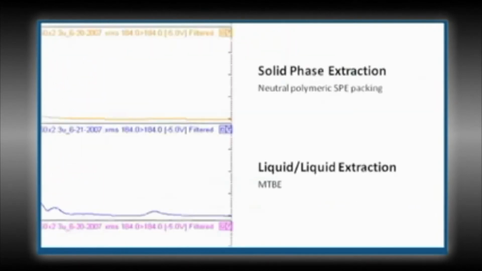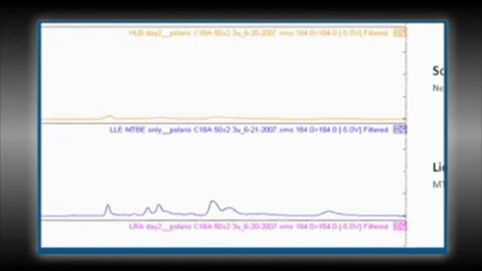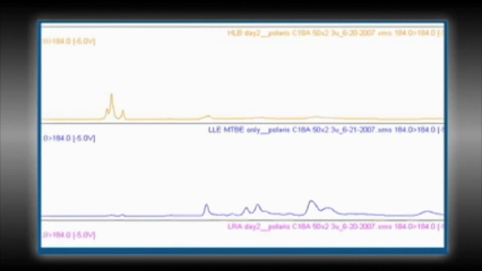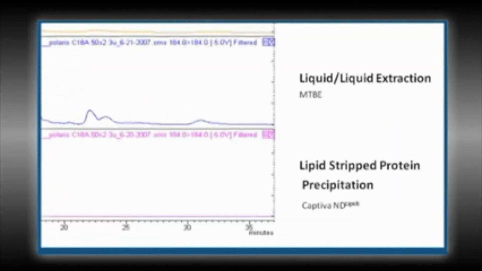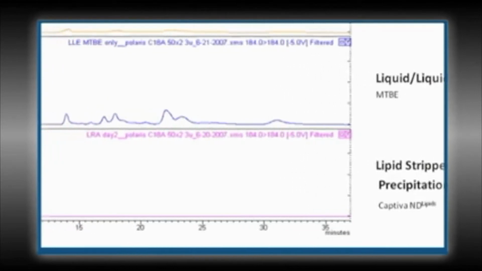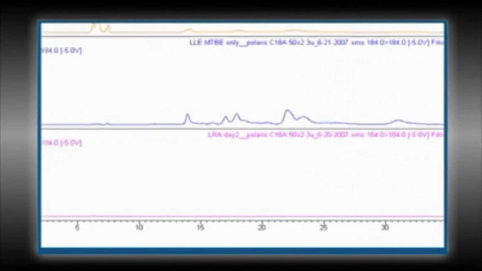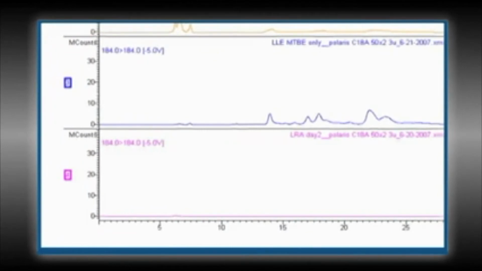The third one down shows liquid-liquid extraction, which can be good but uses a solvent that is hydrophobic, so we will see some lipids that aren't retained. The last example shows our Captiva ND Lipids results. This is a great solution when you have analytes that have low log P values below 3.